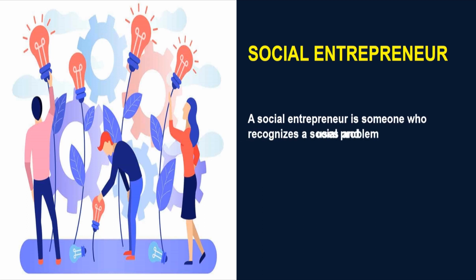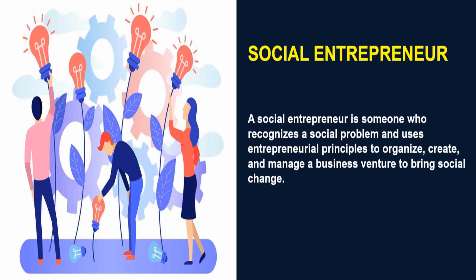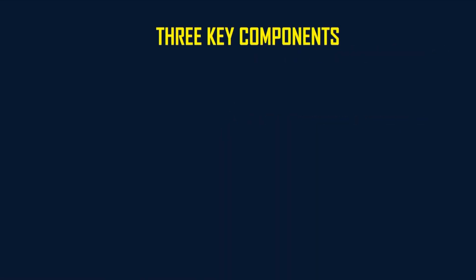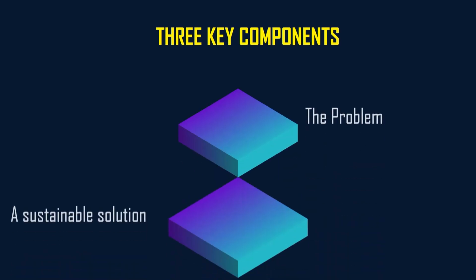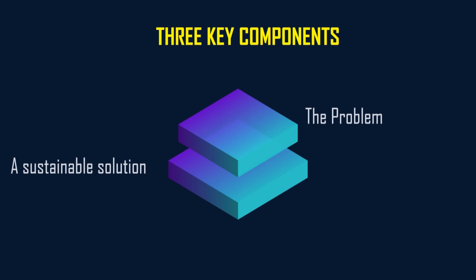Next is the social entrepreneurs. A social entrepreneur is someone who recognizes a social problem and uses the entrepreneurial principles to organize, create, and manage a business venture to bring the social change. So, there are three key components of a social entrepreneurship. There has to be a problem, there has to be a sustainable solution, and which brings about a social change.